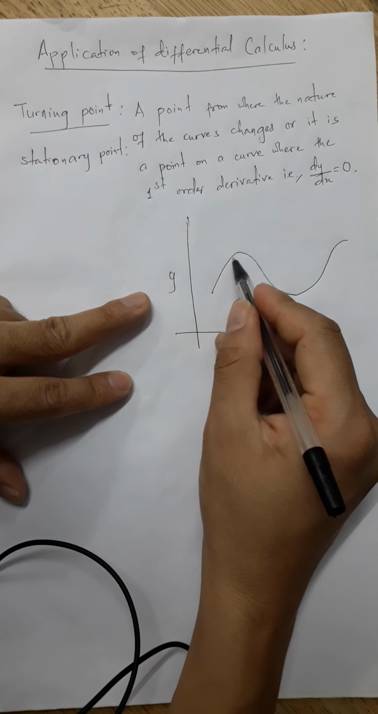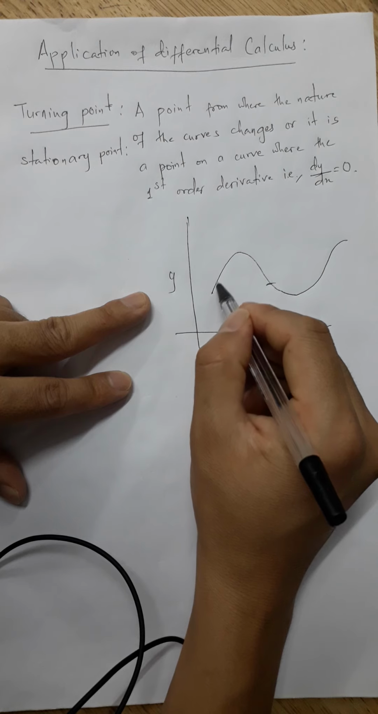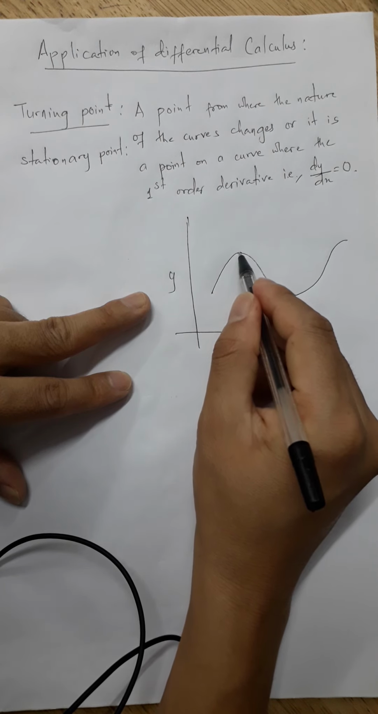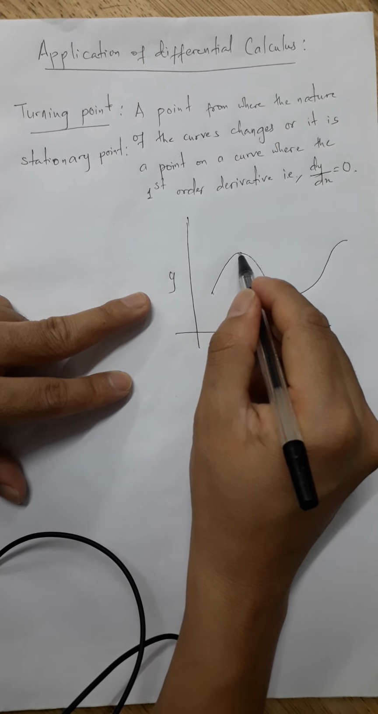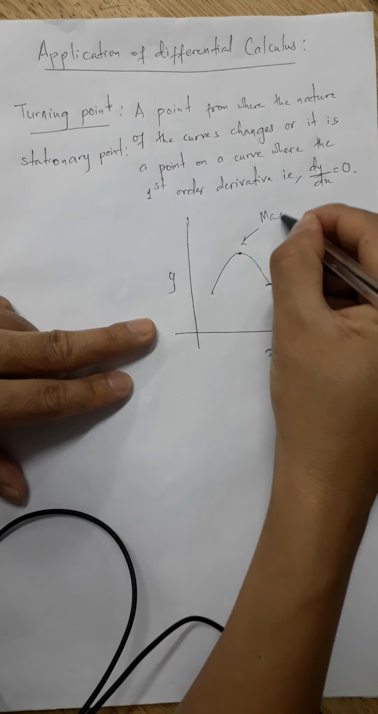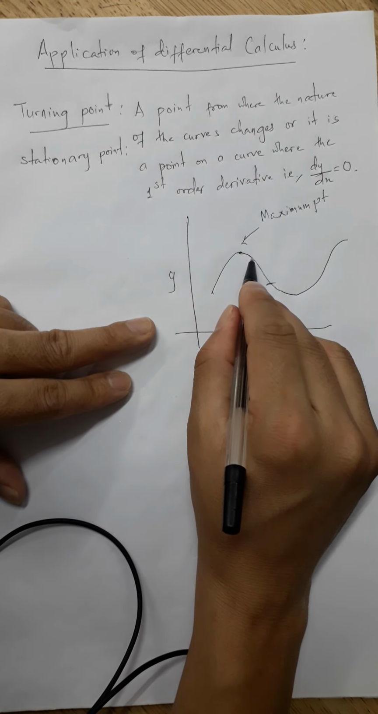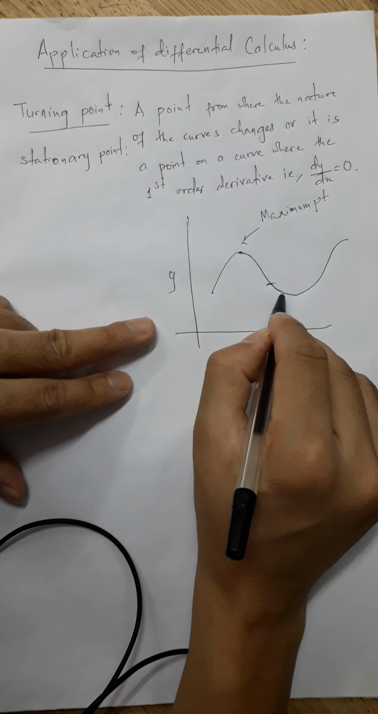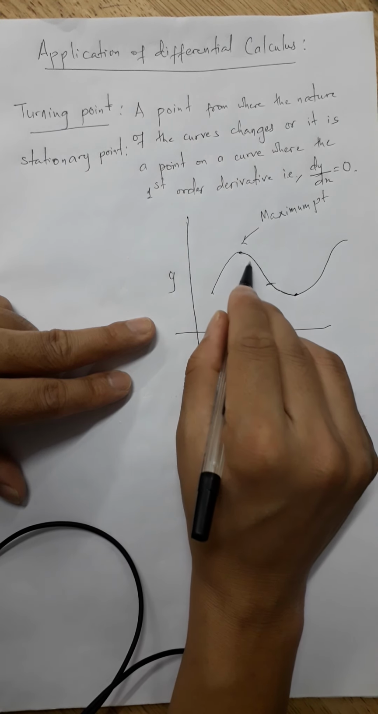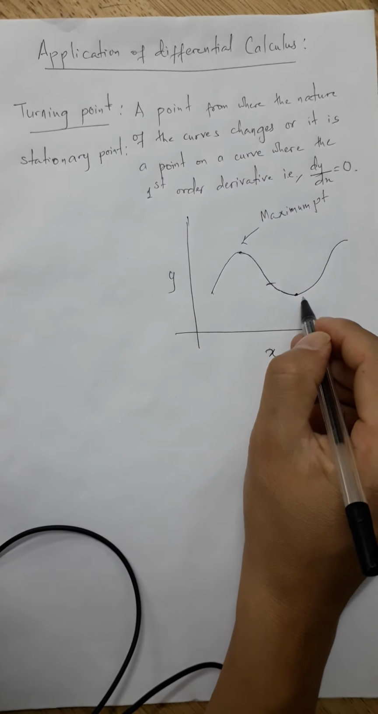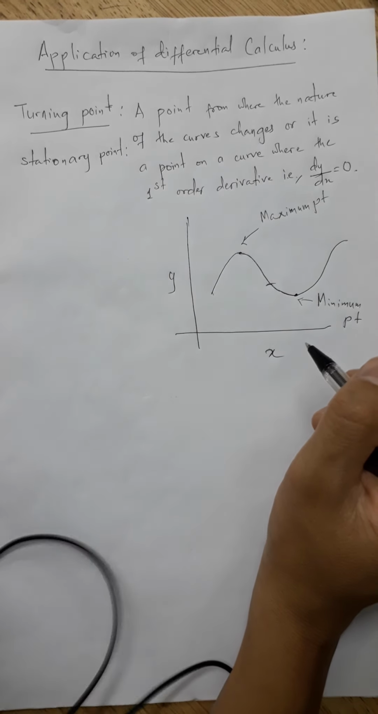If I consider this portion of the curve, you see this curve is changing its nature from this point, right? And if you take all the points from this curve, this would be the highest point, the biggest point. So this point is called the maximum point. Likewise, this curve is decreasing, and it is still decreasing, and this would be the minimum point. This would be the furthest point till where the curve is decreasing. So this point is called the minimum point.